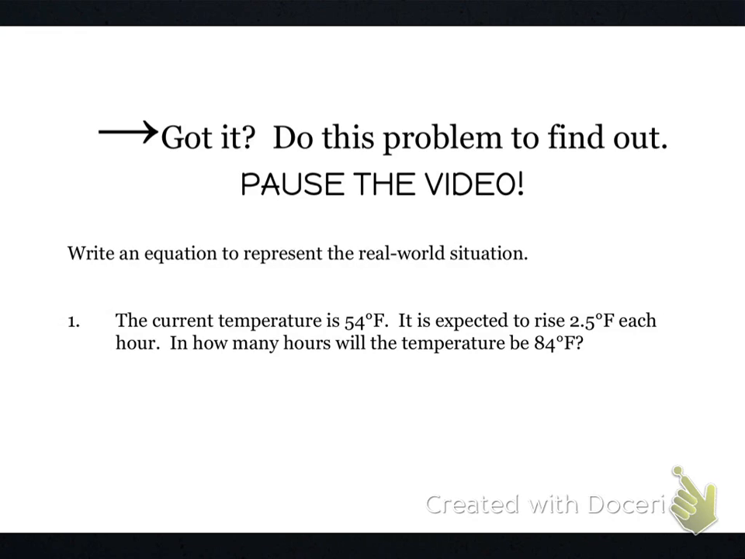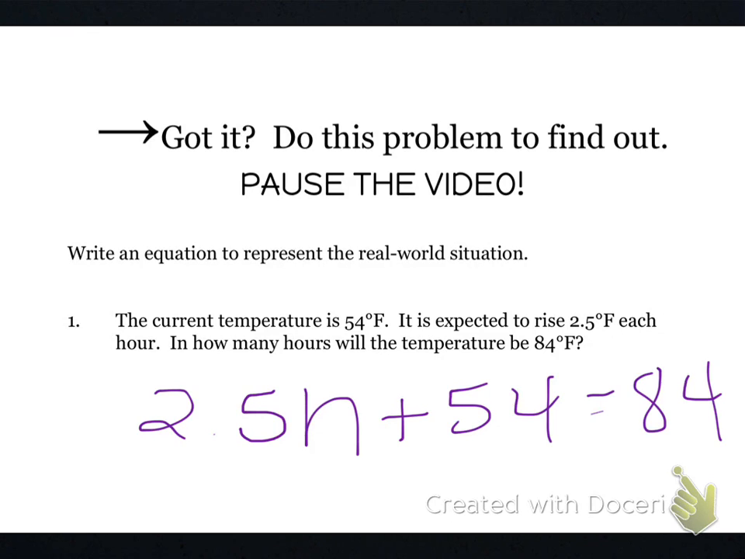So we have one for you to try. Why don't you go ahead and pause the video and see if you can work it out. And if you get the right answer, you're probably good to move on to the evidence for 8.8c, writing the equations. Alright, so if you got 2.5 times h plus 54 equals 84, you are on the right track. This is 8.8c DIY video number 2.